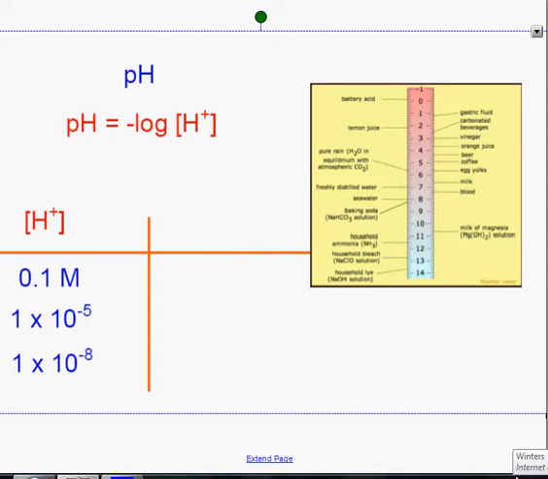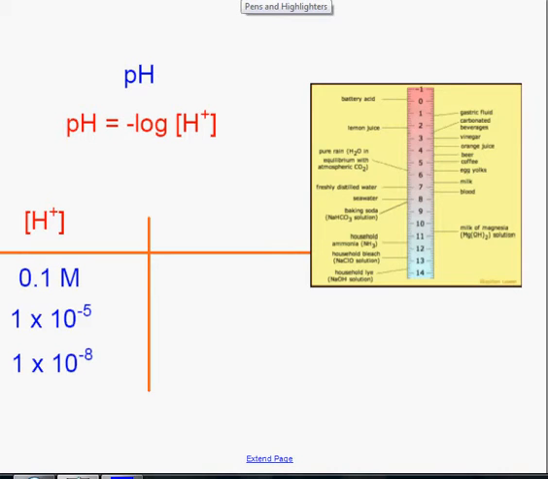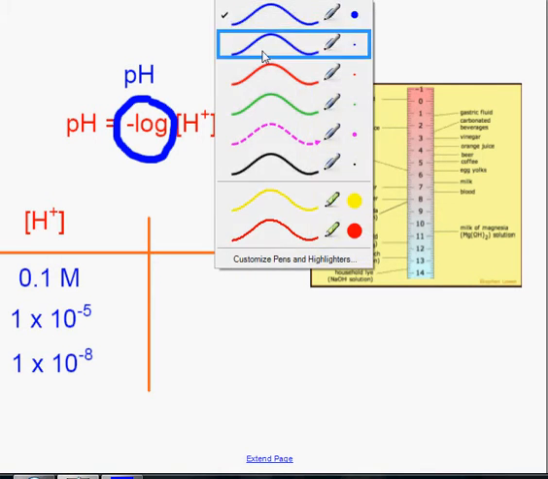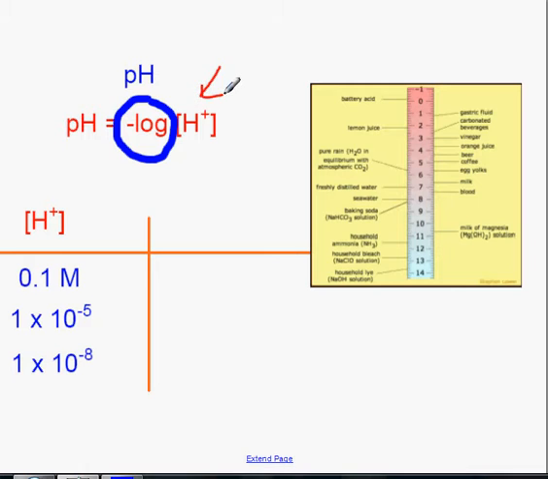Now, how do you get those numbers 1 through 14? Well, it is a special mathematical function called a log. Some of you have seen this before if you're in Algebra 2. If not, that is the function right there, log. It's on your calculator. Here's how you do it. You take the hydrogen concentration, right? So let's suppose hydrogen goes in here. You plug it into your calculator, push the log button, converts into a logarithmic function, then you take the negative of it.